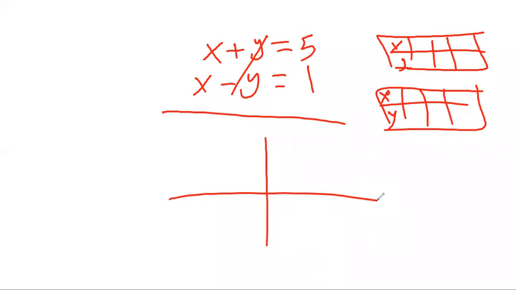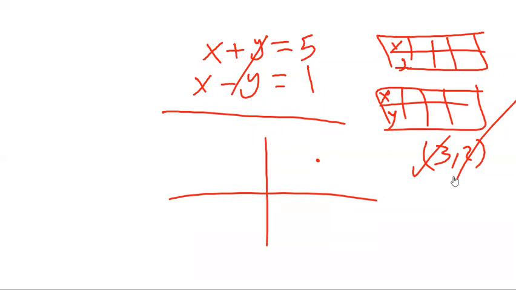The two straight lines of the two equations will intersect at one point. This point will be 3 and 2. The intersection point will be 3 and 2. The two straight lines will intersect at this point. So x will be 3 and y is 2. This is the answer of the two equations together.